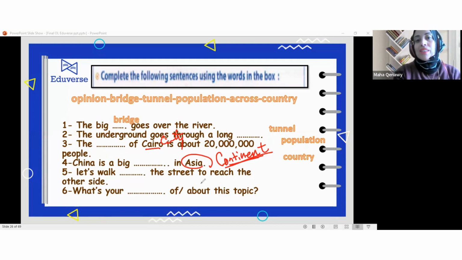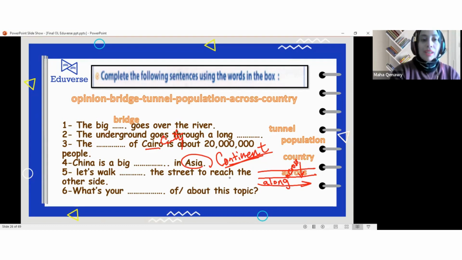Let's walk across the street to reach the other side. Imagine with me, my friends, this is a street and I want to reach the other side. So how can I walk? Is it along or across? Exactly. Like this, you walk across the street. If you walk in this way, you walk along the street. Very good. That's right.